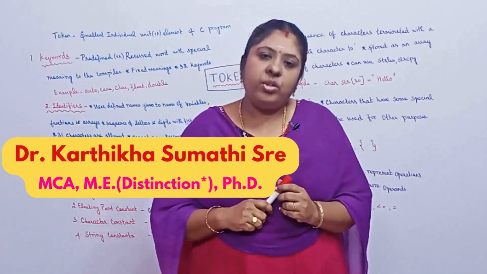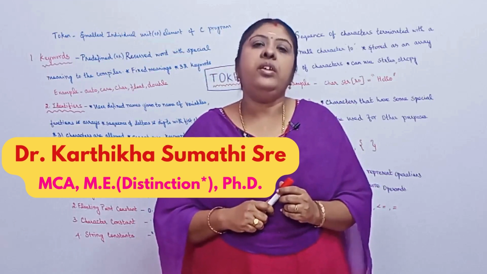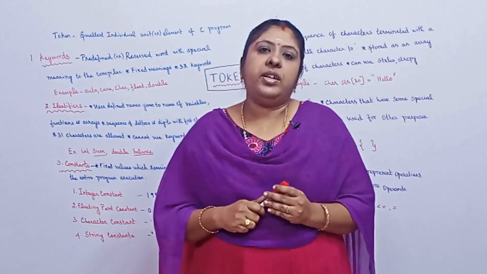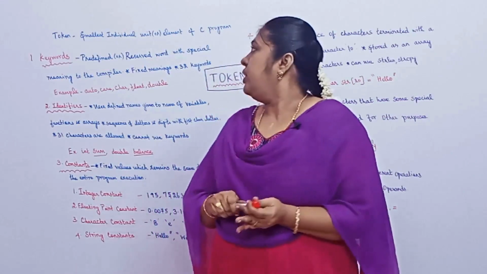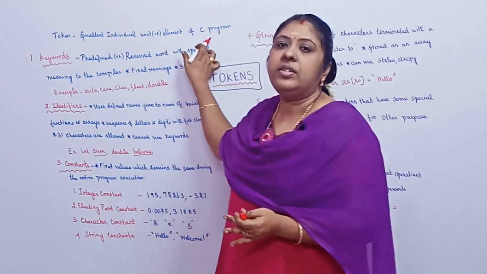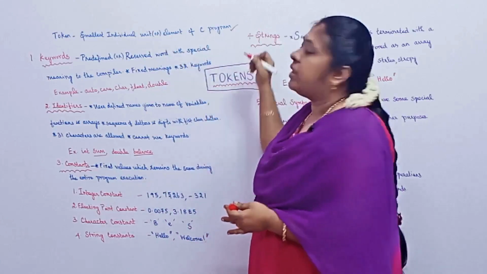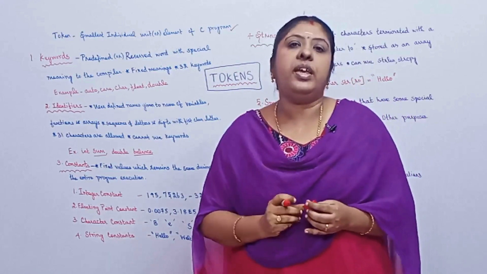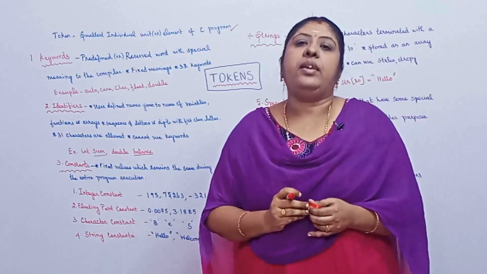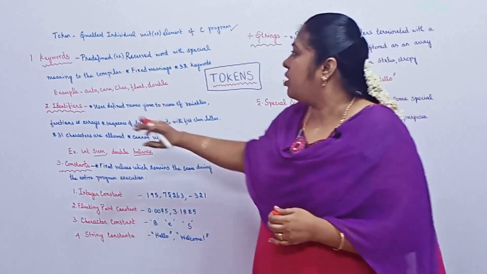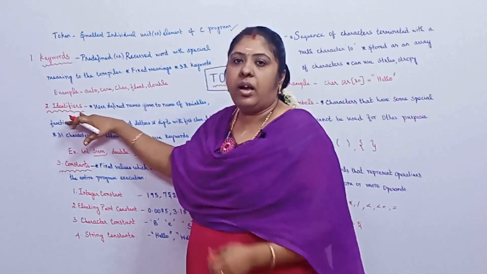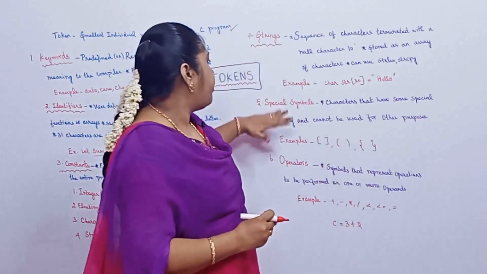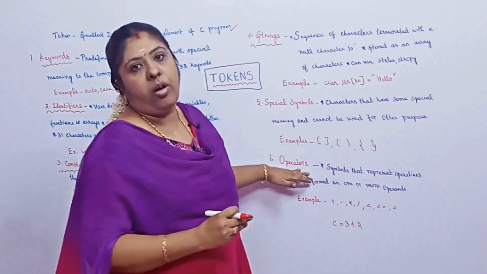In today's video, we are going to discuss the tokens in C. A token can be defined as the smallest individual unit or element of a C program. Considering a small passage of text, even very small punctuation marks, everything is called a token. In C, there are 6 types of tokens: keywords, identifiers, constants, strings, special symbols and operators.